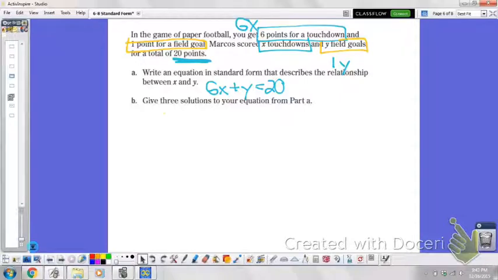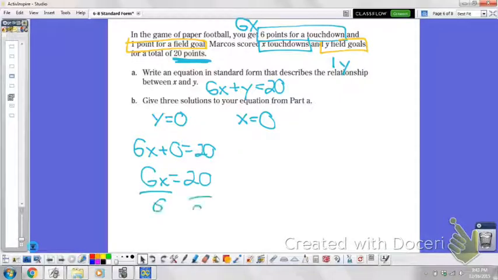So we need to give 3 solutions to our equation in part A. We can get 2 of those solutions really easily. We can get one solution by using a scenario where we don't have any field goals, so when y is equal to 0, or in other words, finding our x-intercept. And we can also do the same thing where we don't score any touchdowns, so x would be equal to 0. So let's go ahead and solve for when y is equal to 0. That means we have 6x plus 0 equals 20. So 6x is equal to 20.